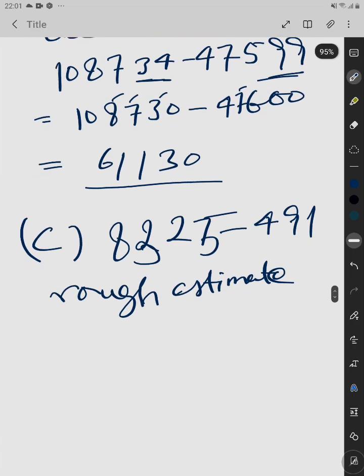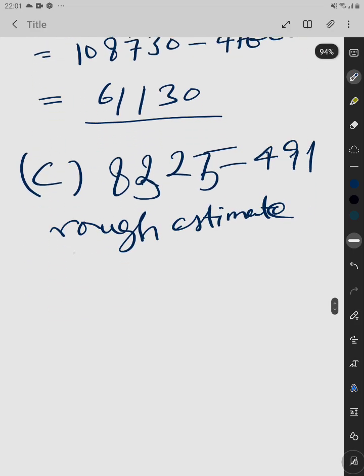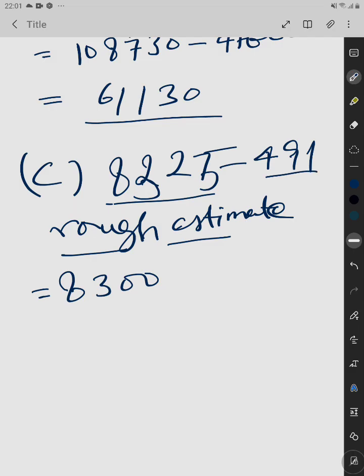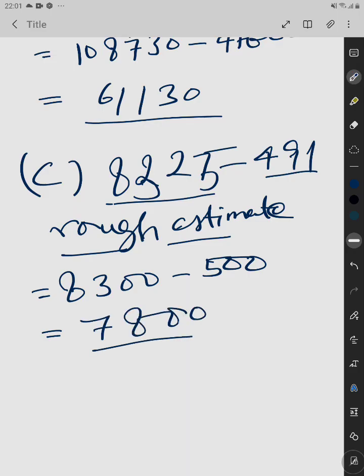So for rough estimate we need to get the nearest 100. Nearest 100 of this one, what will be? It is 325, so nearest 100 will be 300, so nearest 100 will be 8300. For this one, what will be the nearest 100? It will be 500. So what will be the answer here? It is 700. Okay, if you subtract 500 from 8300, the answer will come 700.